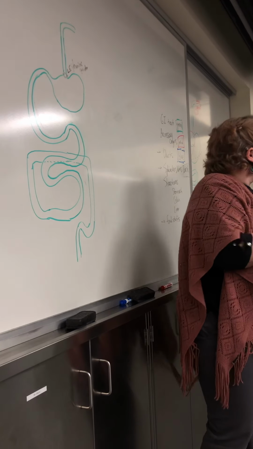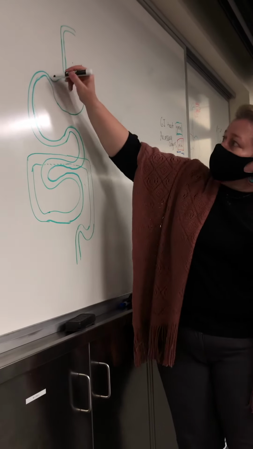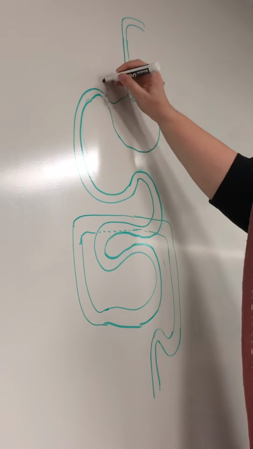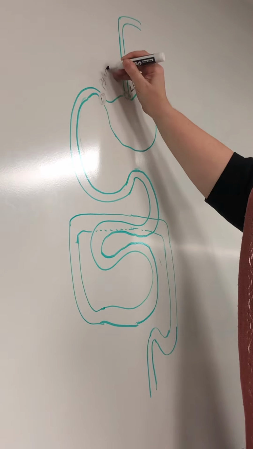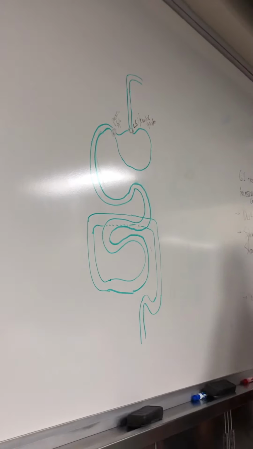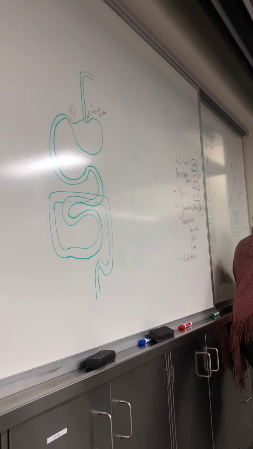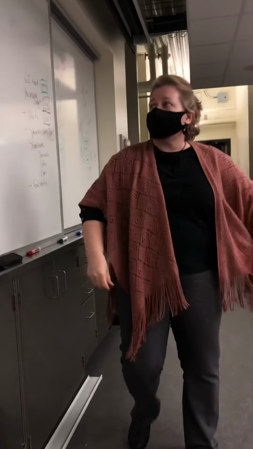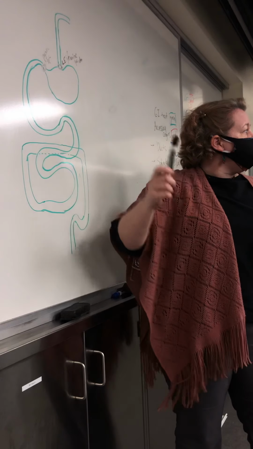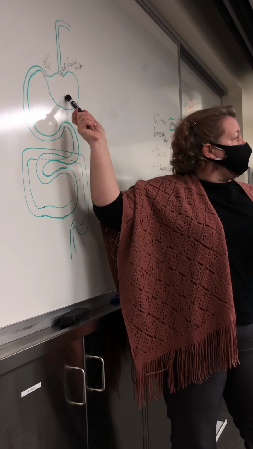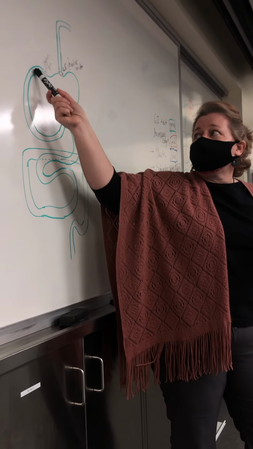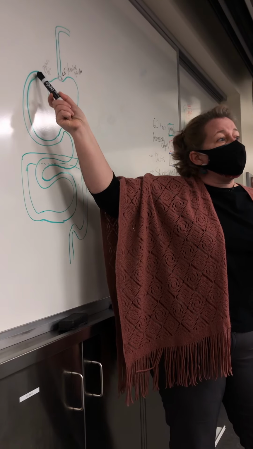All right. The next sphincter is this one right here. It is called the pyloric sphincter. P-Y-L-O-R-I-C, pyloric sphincter. And again, smooth muscle surrounding this structure right here. Who can tell me what this organ is? It is the stomach. Who can tell me what this part of this organ is? The duodenum of the small intestine.